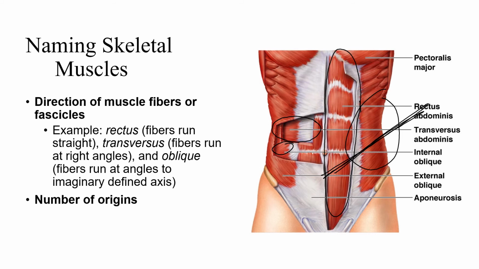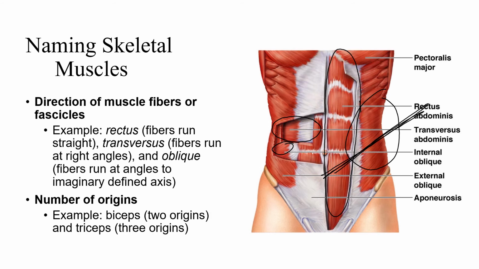And the number of origins will also be part of many of the names. So for example, we have biceps. Biceps means there are 2 origins for the muscle, and triceps means there are 3 origins of the muscle.